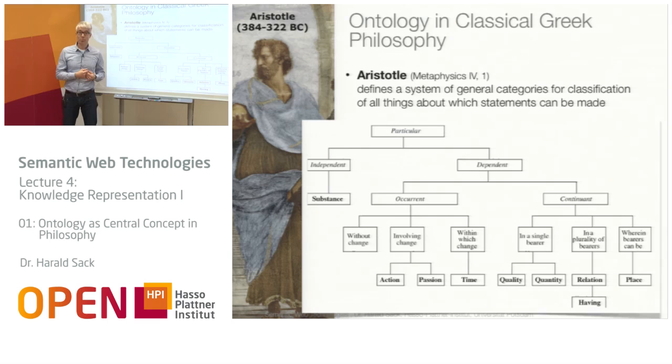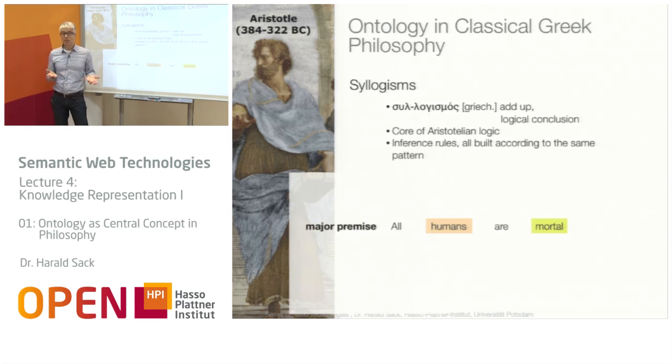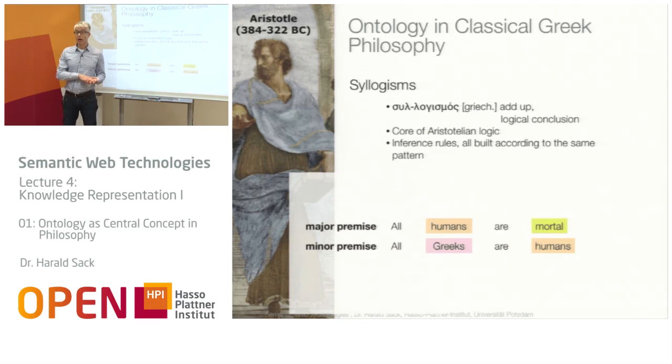On the other hand, Aristotle also laid the foundations of our logic, of first-order logic, for example, with his so-called syllogisms. So this is the core of the Aristotelian logic, it's called, and these are sample inference rules built according to always the same pattern or template. So for example, you have the statement, all humans are mortal. This is the so-called major premise. And then you have a minor premise, which means all Greeks are humans. So all Greeks are humans and all humans are mortal. And the logical conclusion of that is that all Greeks also are mortal because they are humans.